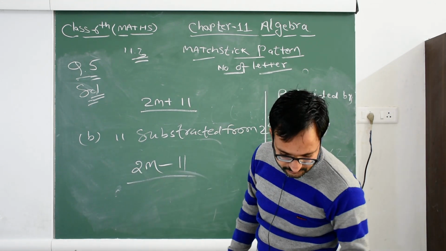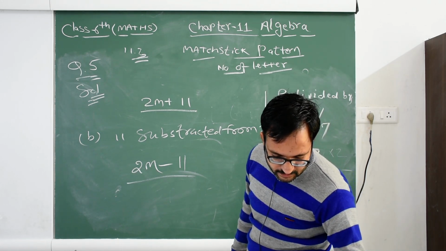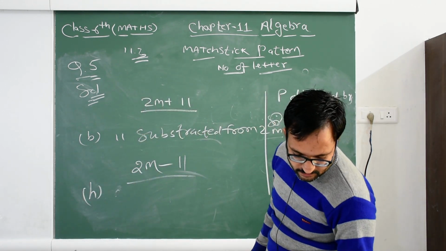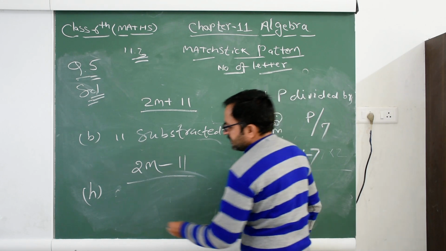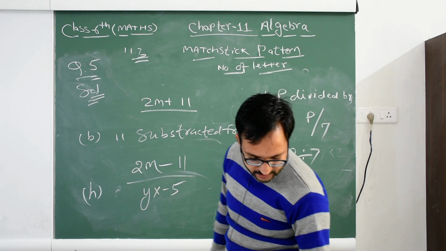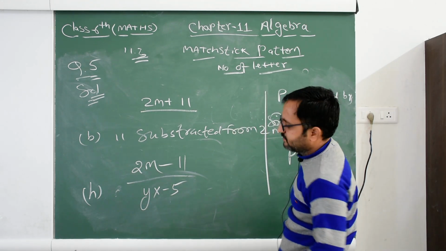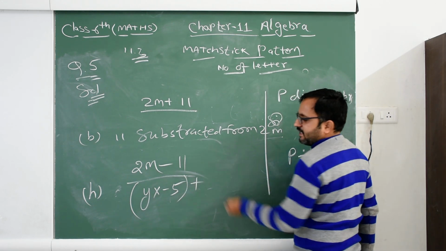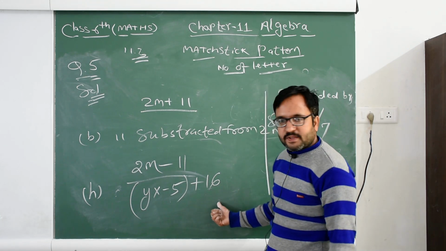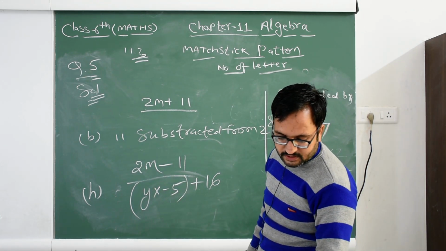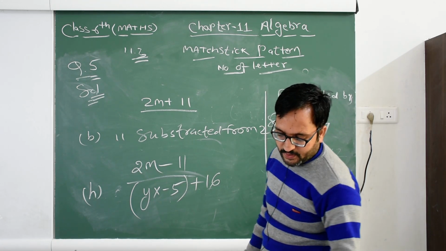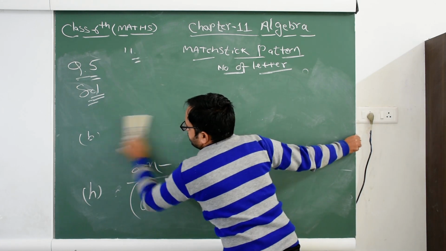Now part H. Now we discuss part H. y is multiplied by minus 5, and the result is added to 16. So this is your basic expression for this statement. This is the question exercise 11.3 portion. Now we discuss 11.4.